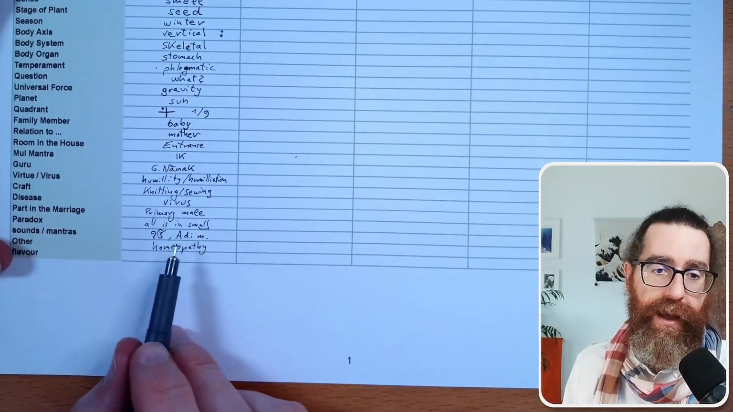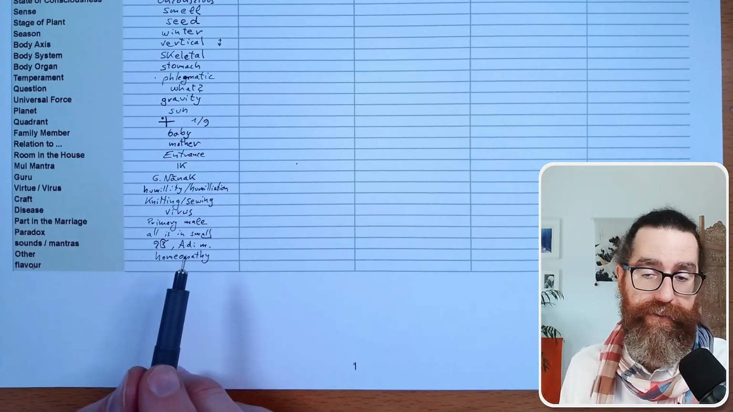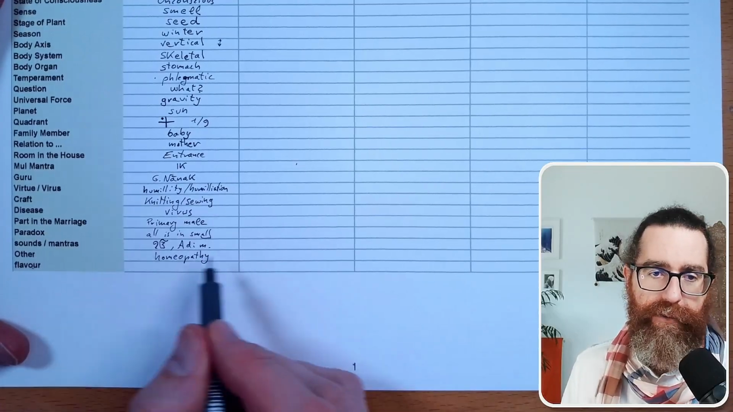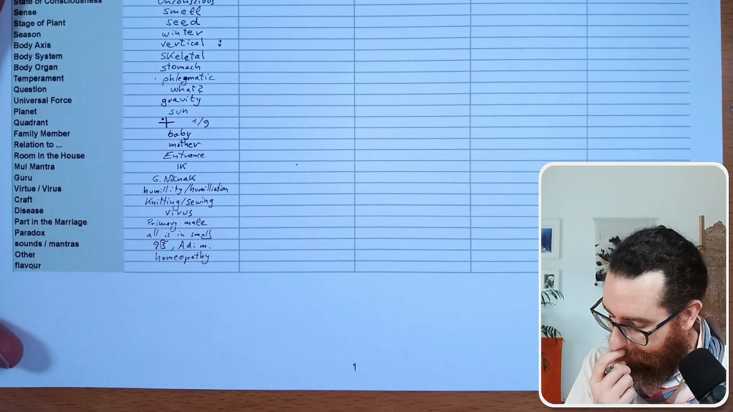You can also say the sound to vibrate the first chakra, lam lam lam. That would also be a bija mantra for the first chakra. So that would also be here. I'm not going to put it, I don't want to fill this up with too many things, but that would be here as well.